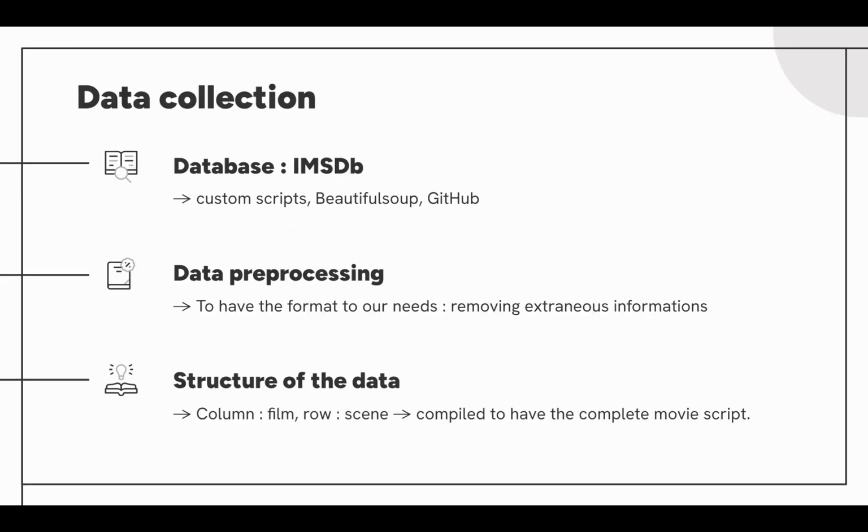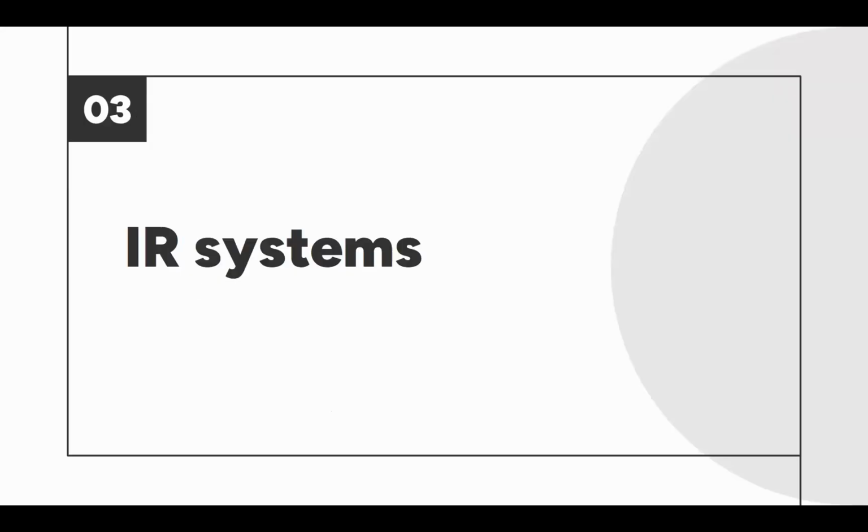So the data preprocessing was done to tailor the format to our project needs. Basically, removing extraneous information like transition details, camera angles, and director names. And the pre-processing was crucial for ensuring correct script formatting. So our dataset was structured with each column representing a different film, and the rows contained scenes from respective films. And at the end, we had a final dataset with only the film in the column and the whole script in one row. So now I let my team talk about our systems.